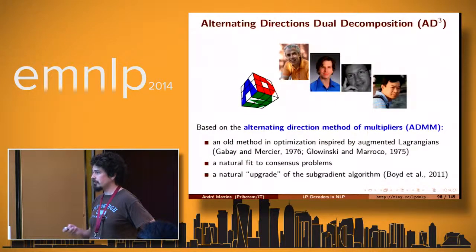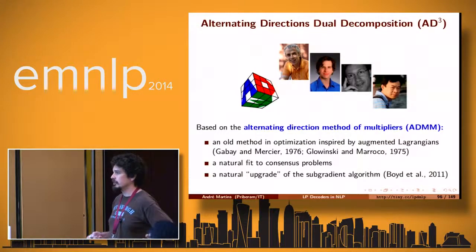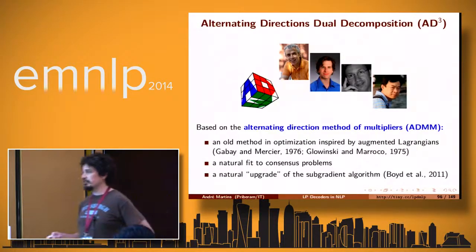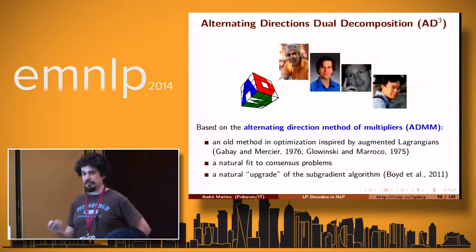And now let's talk about AD cubed, which is an algorithm that we have proposed recently. The JMLR paper that I talked about is basically devoted to this algorithm. The idea is inspired by the alternating direction method of multipliers, or ADMM. This is also an old method in optimization. It was invented in the 70s. It's a very natural fit to consensus problems. There is actually a monograph by Stephen Boyd and others that discusses ADMM in the context of machine learning problems.